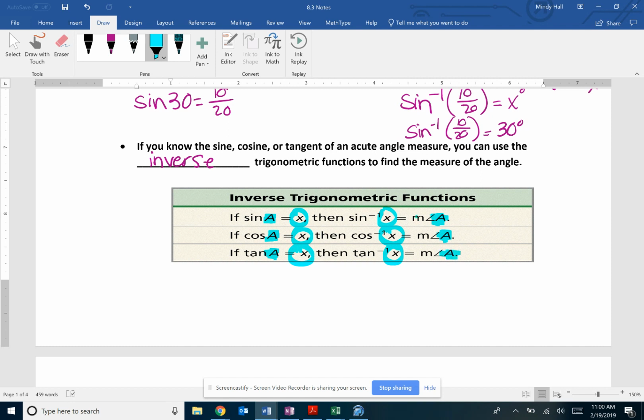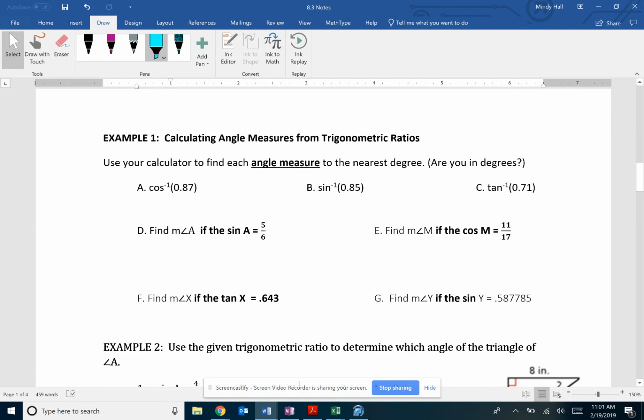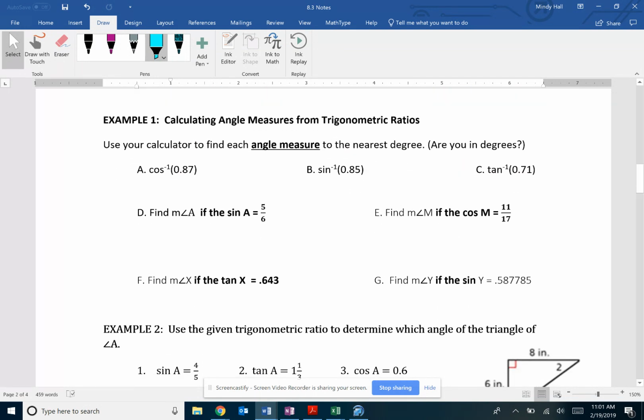Okay, and notice they do put the measure of angle A for all of these. So when you write your answers, you'll want to have that little M with it. So first off, we're going to just use the calculator to help us find what the angle measure is to the nearest degree. That's pretty much going to be standard for this. I'm always going to want nearest degree.